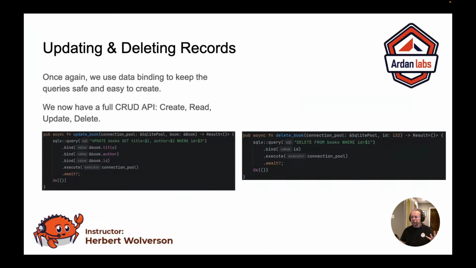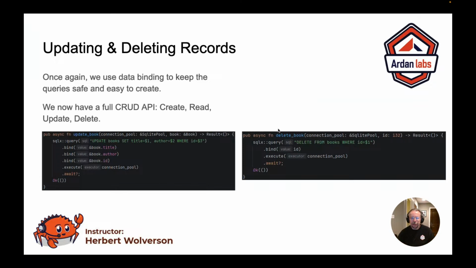Updating and deleting records. You really should have figured this out by now, because once again, we just use data binding to connect the data to the query we're creating. So updating, we take a connection pool and the book we're going to update. We set the title and the author to whatever's in that book object, and we update where the ID equals what the book's ID number currently is. And because we're not returning anything, we don't have to fetch, we just call .execute.